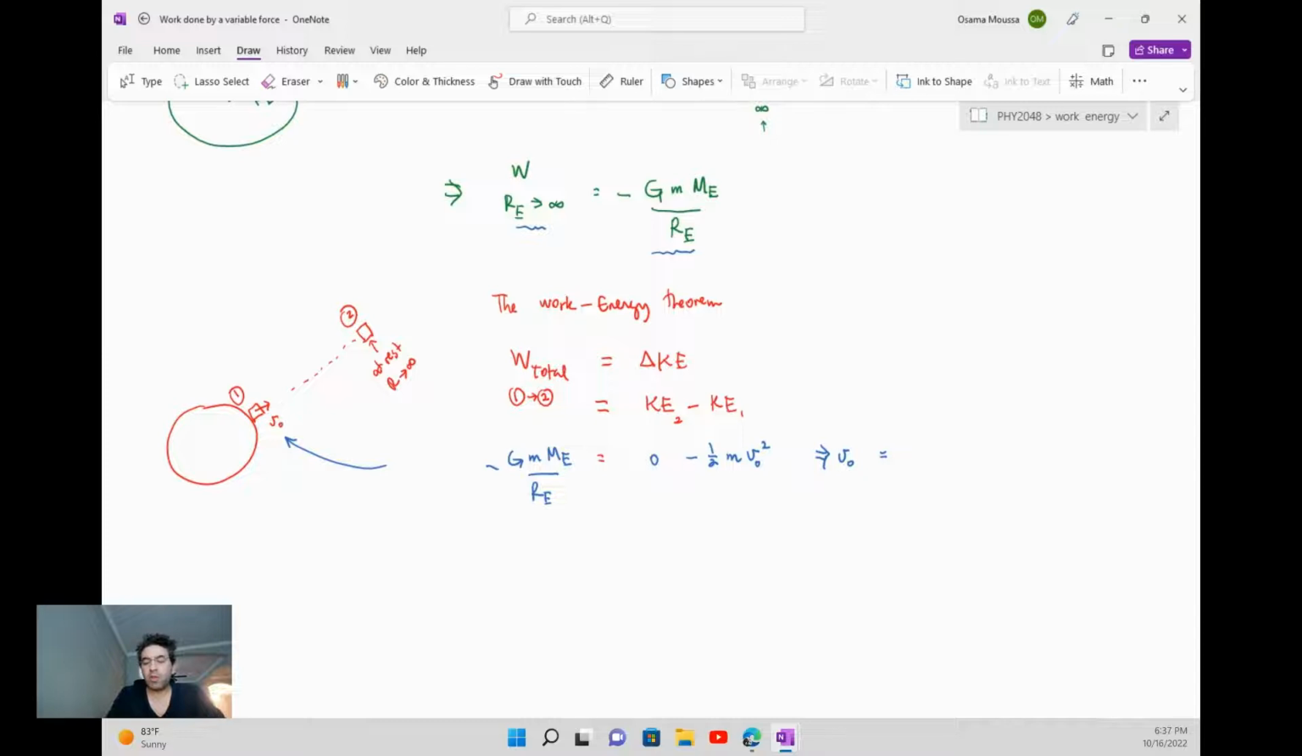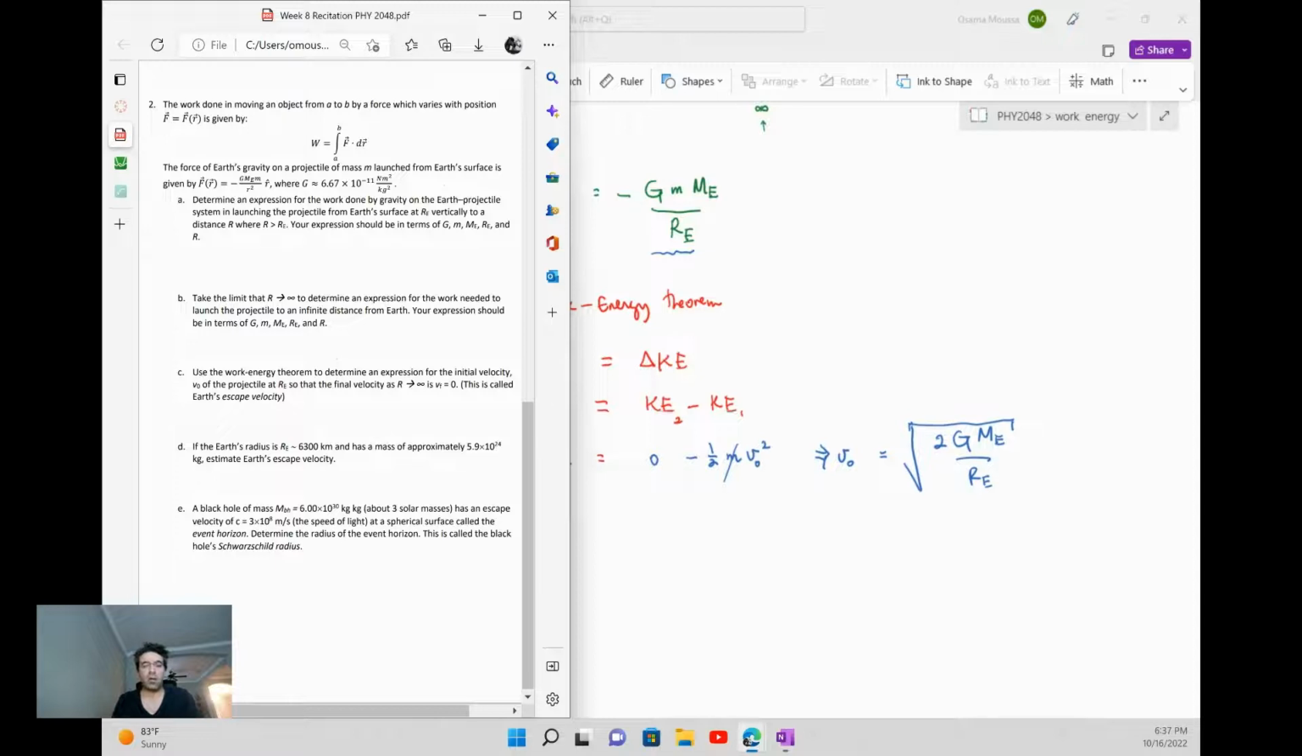So multiply both sides by 2, divide both sides by m, and then take the square root. And of course, mathematically, when you're taking the square root, you take positive or negative, but here positive or negative are meaningless because you're just thinking about the speed. And the speed, of course, is always positive. So this is how fast I need to launch the rocket to get it to overcome all the work done by the force of gravity. This is called Earth's escape velocity.